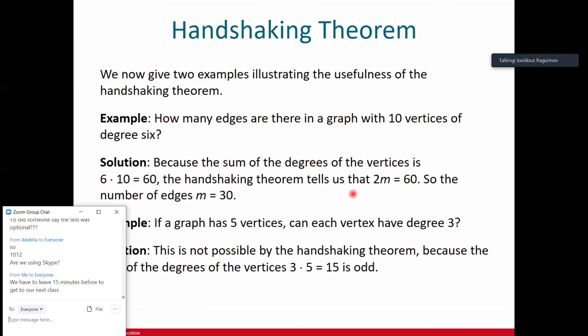With 10 vertices of degree 6. Each vertex has a degree of 6. Because the sum of the degrees equals 6 times 10, right? Will be 60. The handshaking theorem will tell us that 2m equals 60, right? So the number of edges should be equal to 30, right? That makes complete sense. Okay, good, Alex.